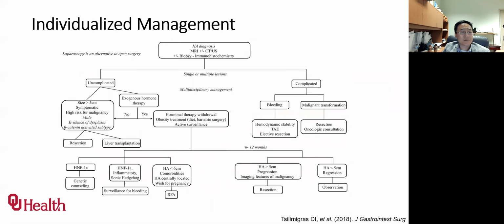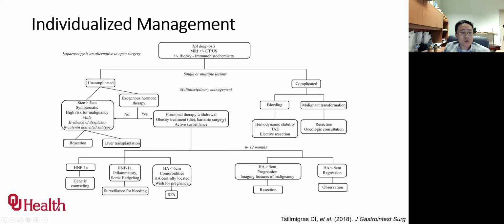So based on this classification, the management of hepatocellular adenoma is actually personalized or individualized. The management is dependent on the complication and the risk factors. If the tumor is complicated, for example, it has bleeding or malignant transformation, then definitive treatment is needed. If there are no complications, it will depend on the risk factors. For example, if the size is greater than 5 centimeters, if it is symptomatic, if it is male with dysplasia or beta-catenin activated subtype, the patient should undergo definitive treatment.